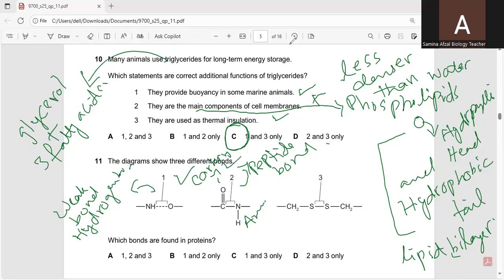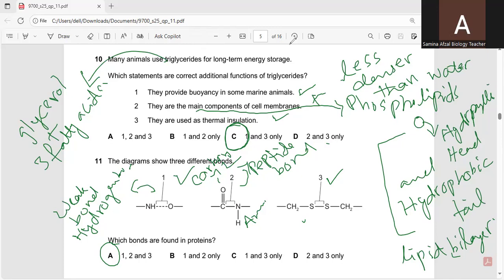Third type is the disulfide bond. So the disulfide bond is also present in protein. This bond is also a covalent bond and is formed between the sulfur atoms of 2 cysteine amino acid residues. So it plays a crucial role in forming and stabilizing the tertiary and quaternary structures of the proteins. So these 3 are present. So according to this, A is the correct option.